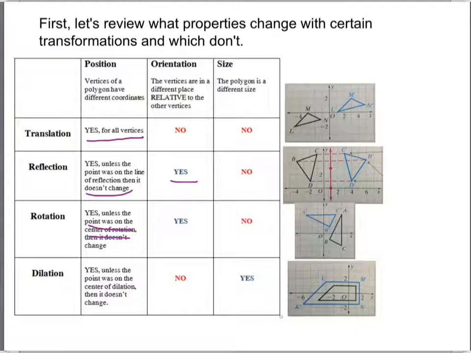Okay, and with a dilation, the position changes, but the orientation does not change. How the vertices sit relative to each other does not change. And if you look down this column, it's the only transformation that makes the size change. Okay, so keep this in mind because we're going to eventually have to describe how to get from one figure to the next.